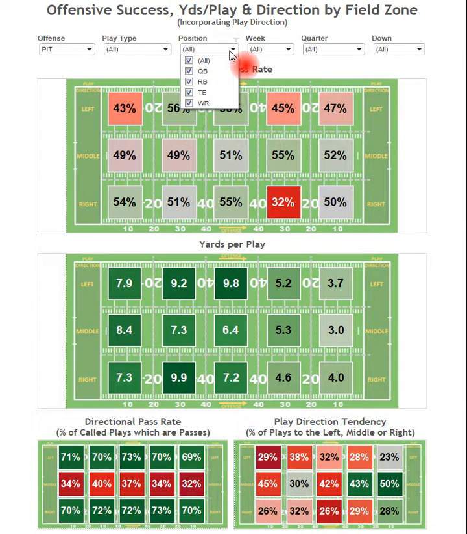You can choose what position the play is going to. So for instance, if you want to isolate out how successful a team is just on passes to wide receivers or just on passes to tight ends, you can do that as well. And the rest of these are pretty self-explanatory.